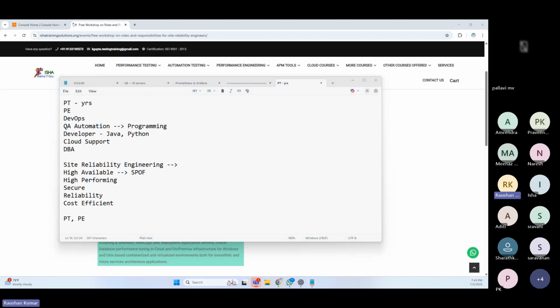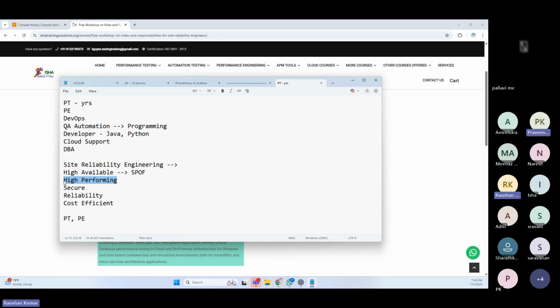Okay friends, just single point of failure. We should avoid single point of failure. The application should be highly performing. Again, we have to make sure we meet the SLA, let's say, if it's an API.